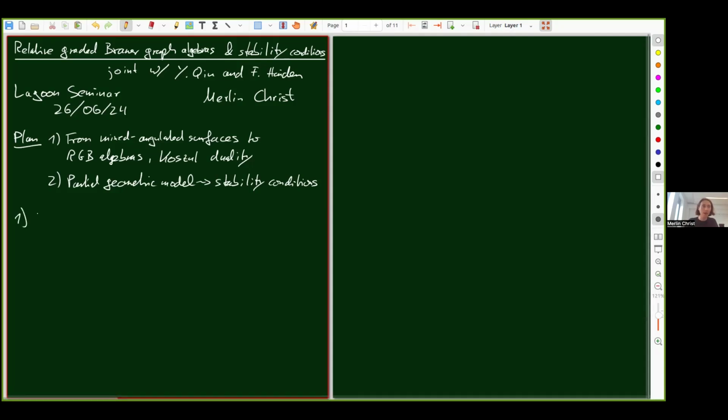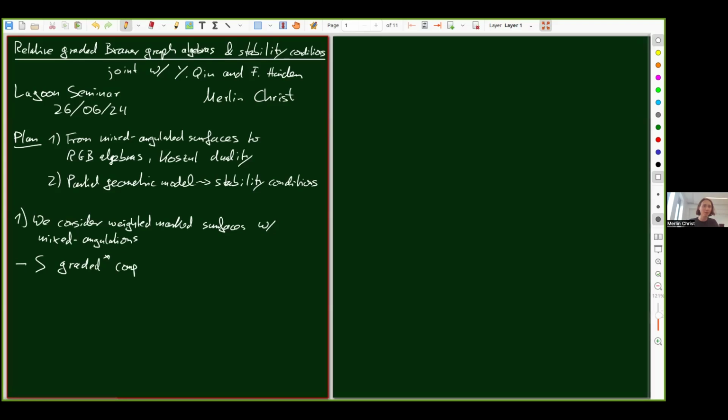So, right, we consider weighted marked surfaces with mixed angulations. So what exactly does this mean? I'll now give a long list of things which come with this. So first of all, we have a surface, right? So S is graded, and then the grading isn't actually on the surface, but on the complement of the marked points and other stuff. This is not so important. I won't go into this.